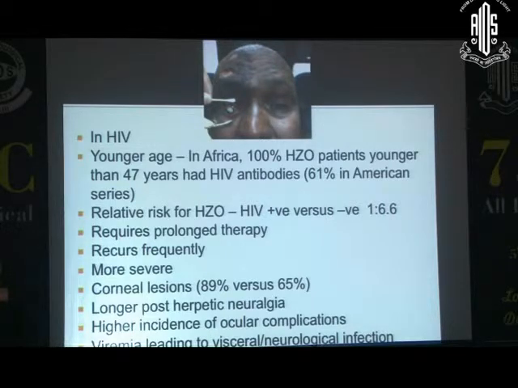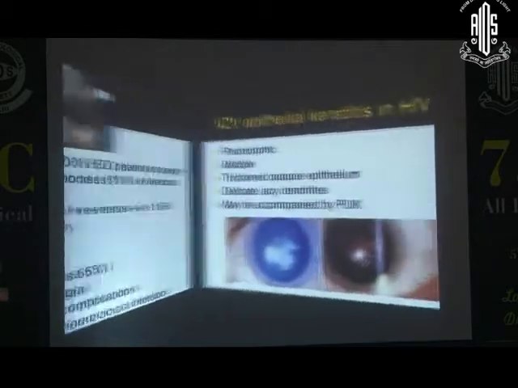Then the relative risk for HZO in HIV positive versus negative is 1 to 6.6. And how it differs is it may require prolonged therapy, it can recur frequently, it is more severe. Corneal lesions are seen in 89% of the patients versus 65%. There's a longer duration of the post-herpetic neuralgia, which may be very severe, a higher incidence of ocular complications, including perforation, and the viremia which occurs may lead to other systemic complications, like visceral or neurological complications in these patients.